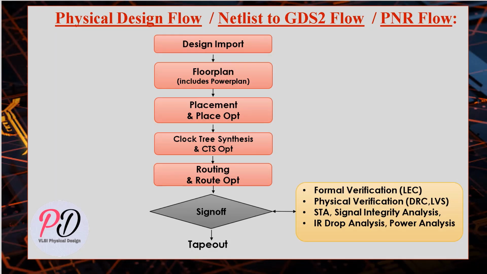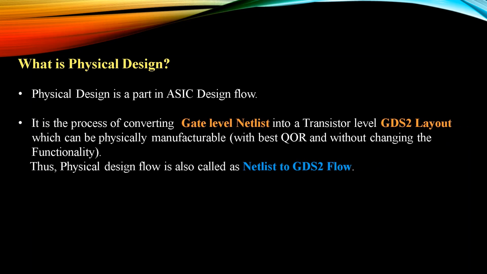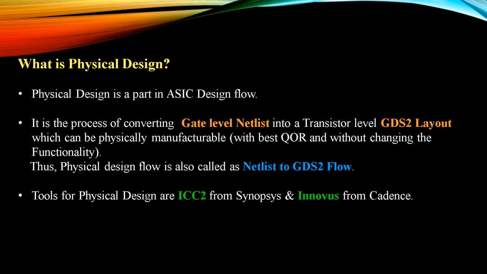Physical design or PD is basically a part of the ASIC design flow. It is the process of converting the gate level netlist into a transistor level GDS2 layout which can be physically manufactured. Thus, PD flow is also called the netlist to GDS2 flow. As we know, ASIC design includes front-end design and back-end design. So, physical design comes under the back-end design. The most commonly used tools presently in the industry for physical design are ICC2 from Synopsys and Innovus from Cadence.